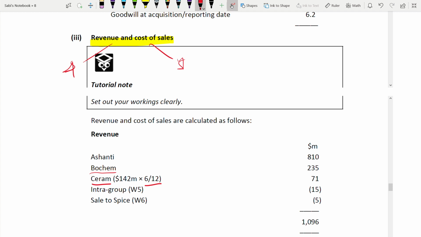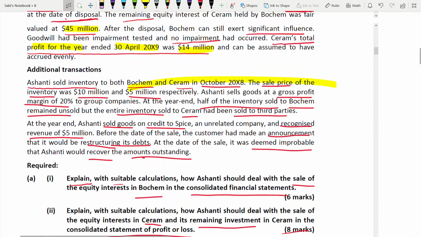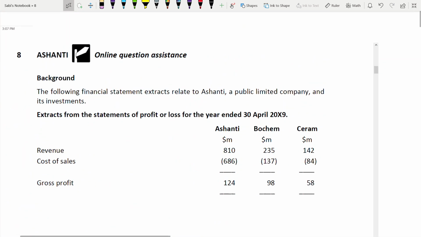Intra-group, if anything is between these three, eliminate it. That's why it is deducted. Sale to Spice is also deducted, but we have separate workings for each. We'll go through each working. First, it is Ashanti. The parent company's revenue is 810 million. So let us go to the parent company's revenue. It has been given already. So this is 810. We are taking this.